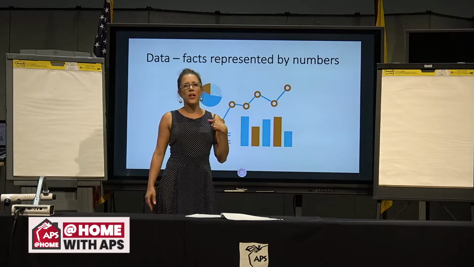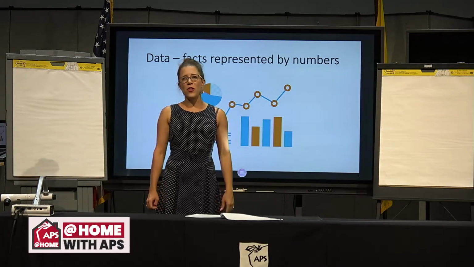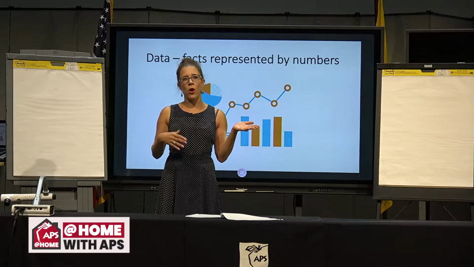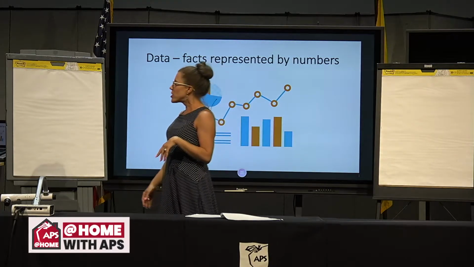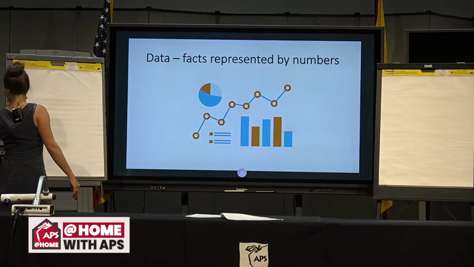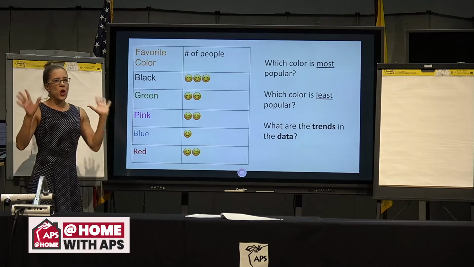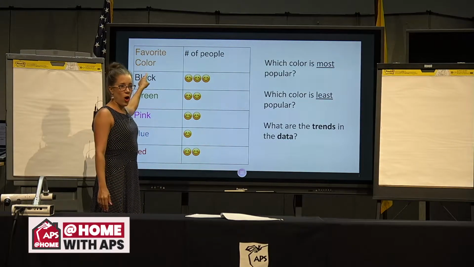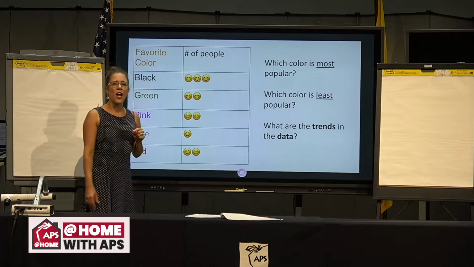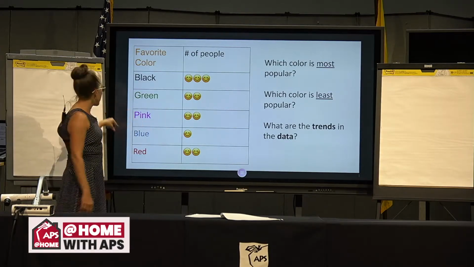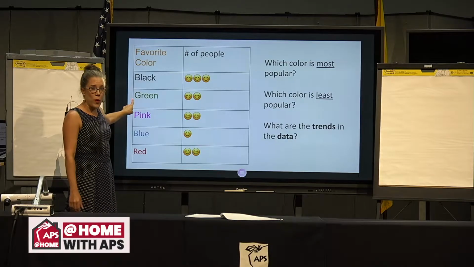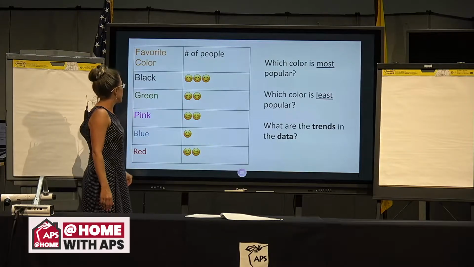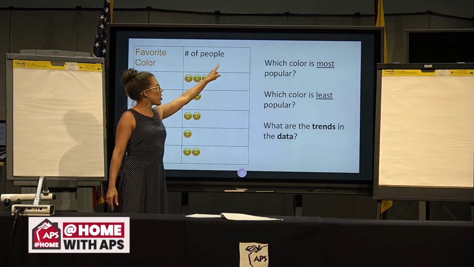So let's see what we can do with my data because I really think it's hard to interpret. It's hard for me to figure out which is the most popular color and which is the least popular color. So let's check it out. Okay, so I tried something a little bit different. Here I have favorite color, and I listed the colors and I color coded them for you to see. So I have black, green, pink, blue, and red. And here I have number of people.